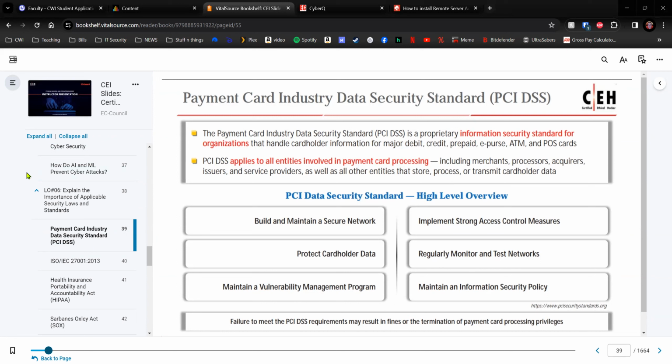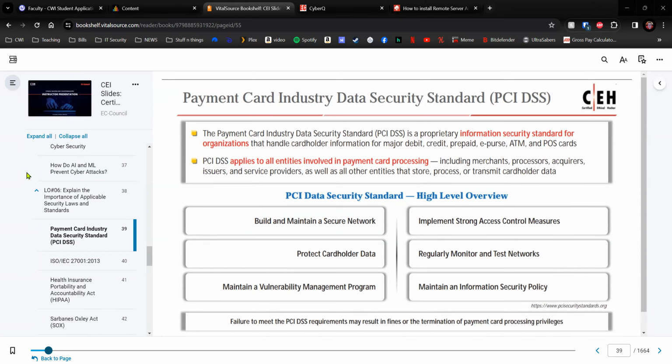This is a proprietary information security standard for organizations that handle cardholder information for major debit, credit card, prepaid, e-purse, ATM, and point-of-sale cards. It applies to all entities involved in payment card processing, like merchants, processors, acquirers, issuers, service providers, as well as any other entities that store, process, or transmit cardholder data. Think about how many of those are involved in online anything now. So PCI DSS is a big thing.